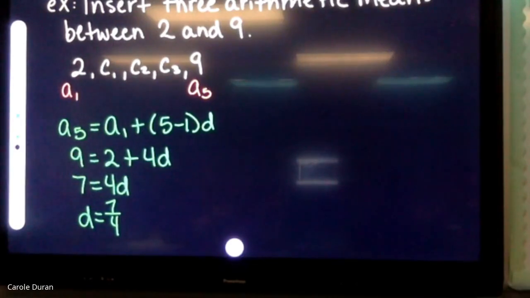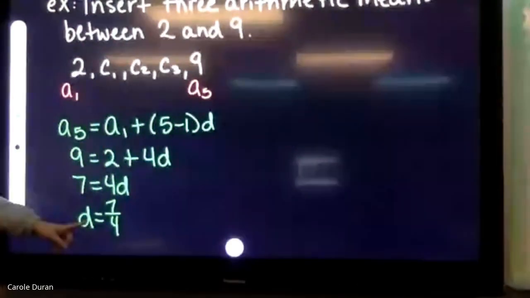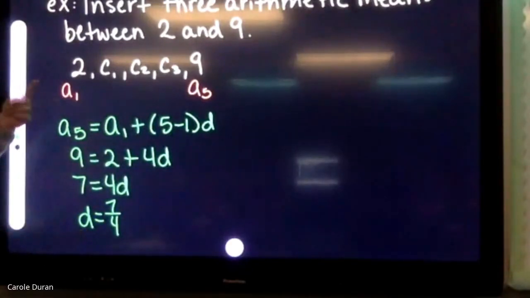I know that each of the arithmetic means that I'm putting in is equal distance from each of the terms that I was given. So that means C1 is going to be this difference away from my first term. C2 is going to be this difference away from C1. C3 is going to be this distance away from C2. And then it's also going to be that distance away from A5, which is 9. So to find C1, C2, and C3, I'm just going to continually add my common difference D.